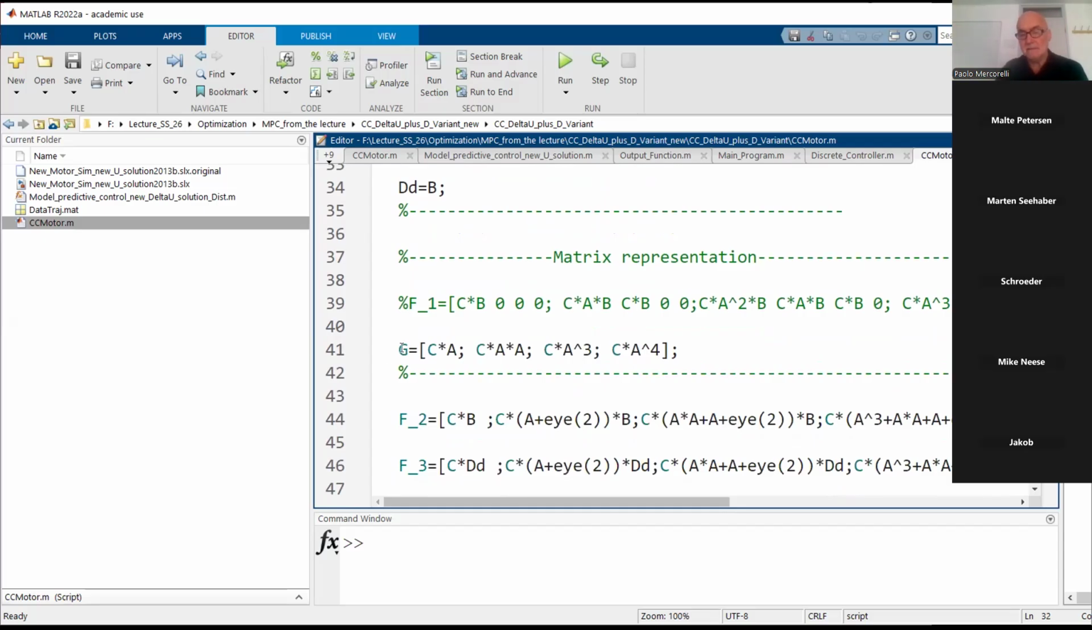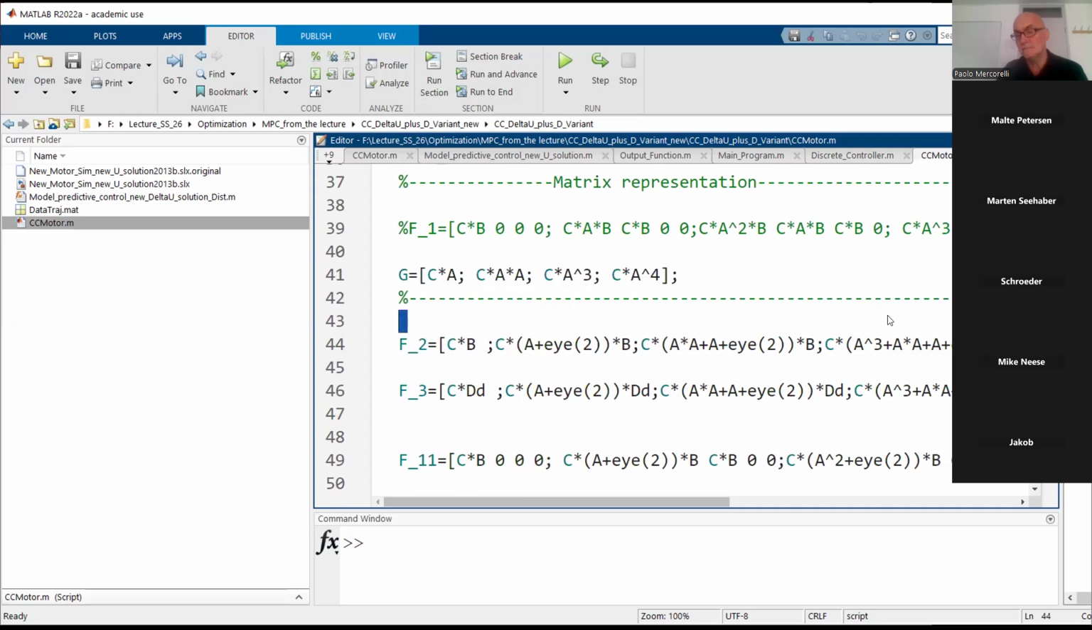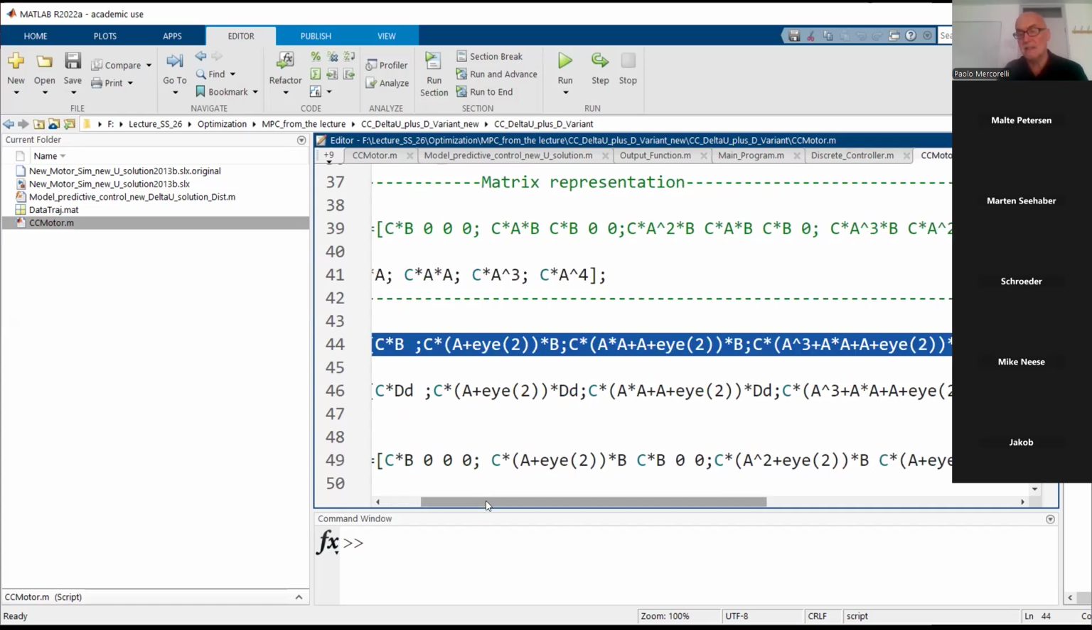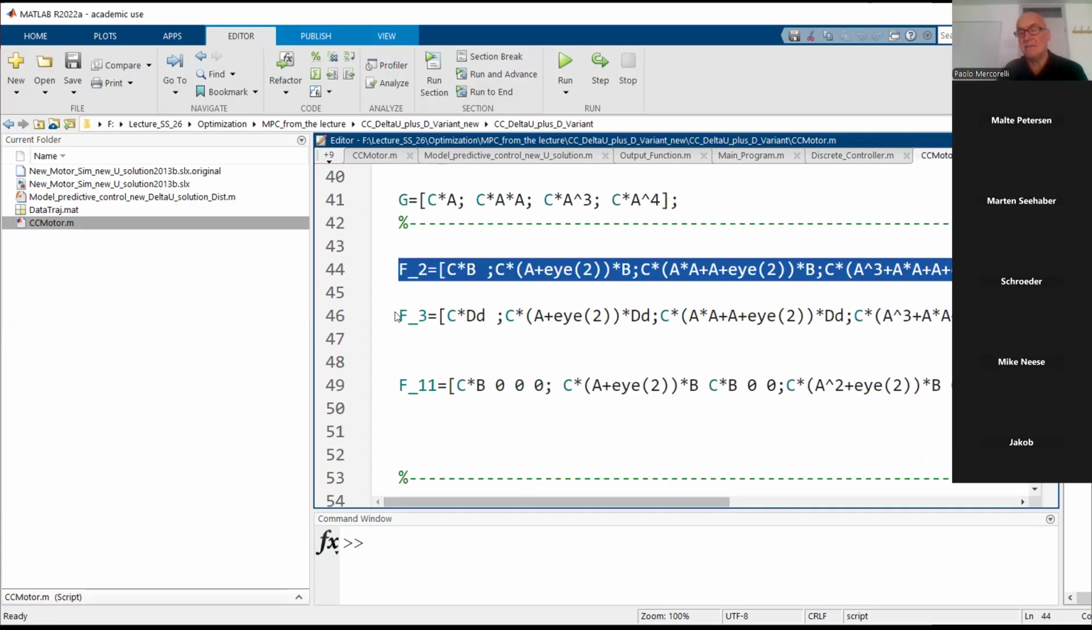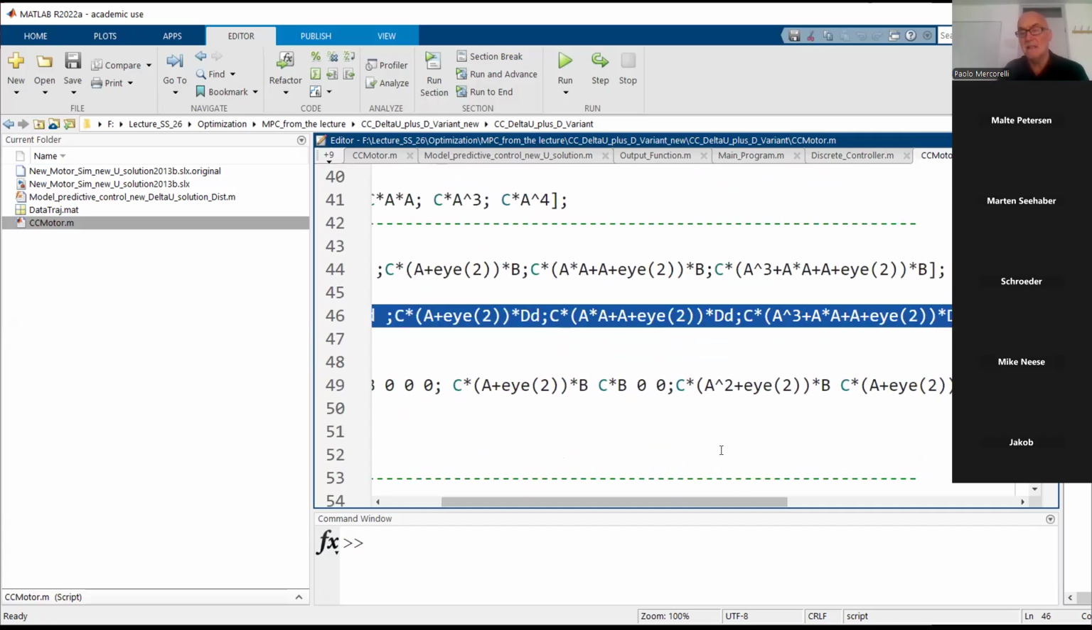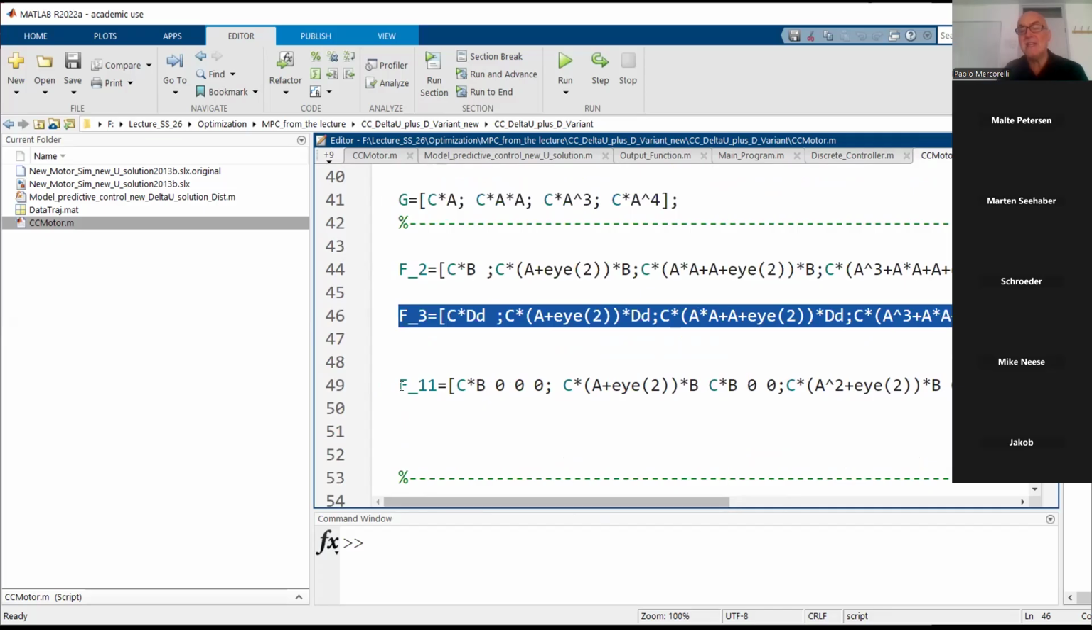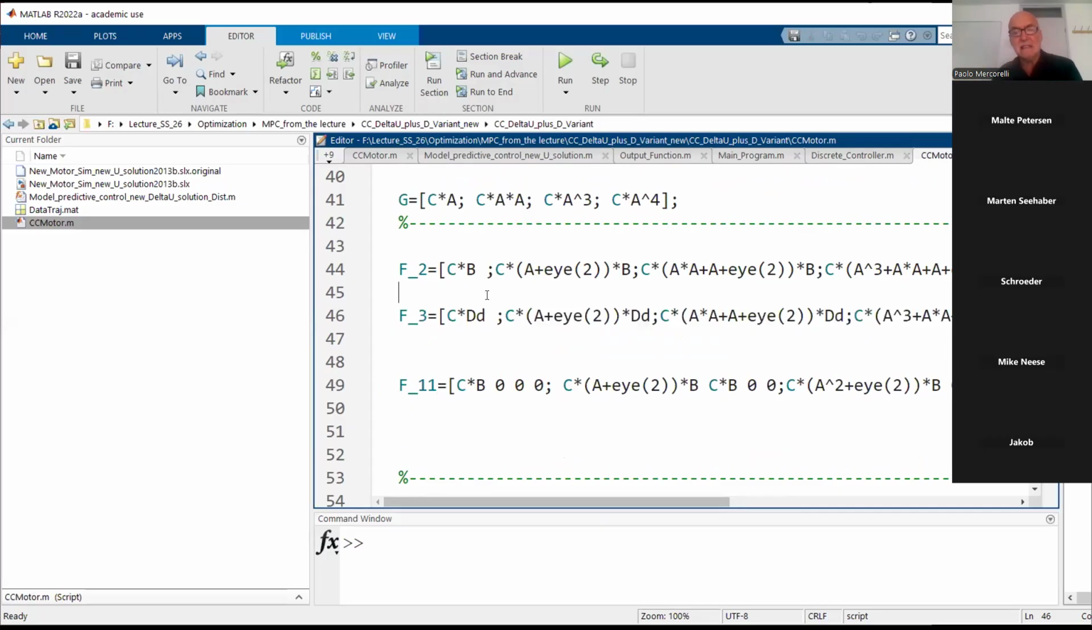The matrix G is here, the matrix F2 is here, the matrix F3 is here. The matrix F11 is here, even though I don't use it in this, if I remember well. No, I use it, excuse me. This is the case of delta. F3 is relevant to compensate the disturbance, assuming that I know the disturbance, or I can estimate the disturbance. We will see with the Kalman filter.